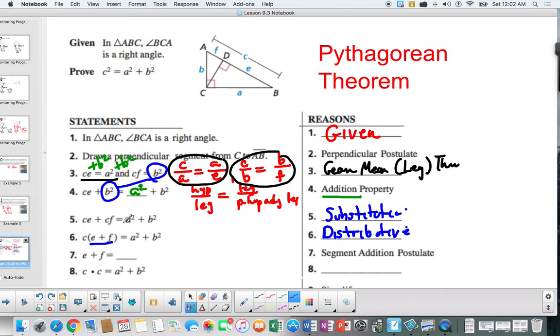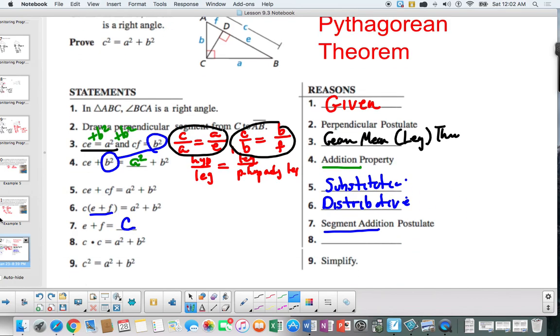Now let's take a look at what E plus F equals. E plus F is little plus little equals big. So E plus F is equal to C, which is the segment addition postulate. Now I'm going to replace this with C. So this is going to be called substitution. And if you multiply this, you're going to get c squared is equal to a squared plus b squared, which is what we wanted to do. We wanted to prove the Pythagorean theorem.